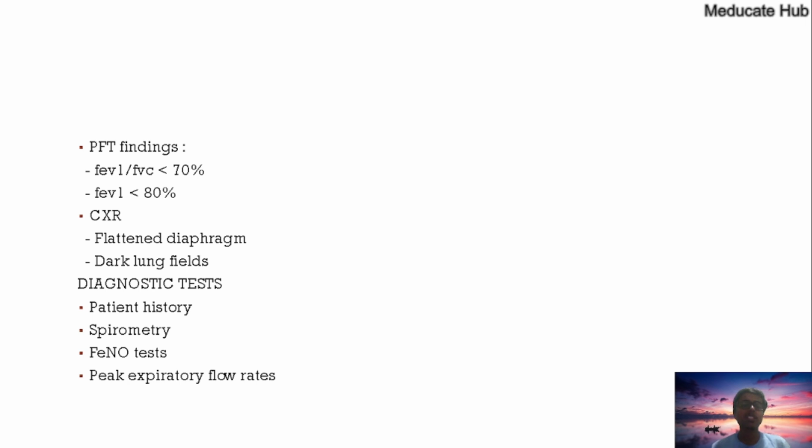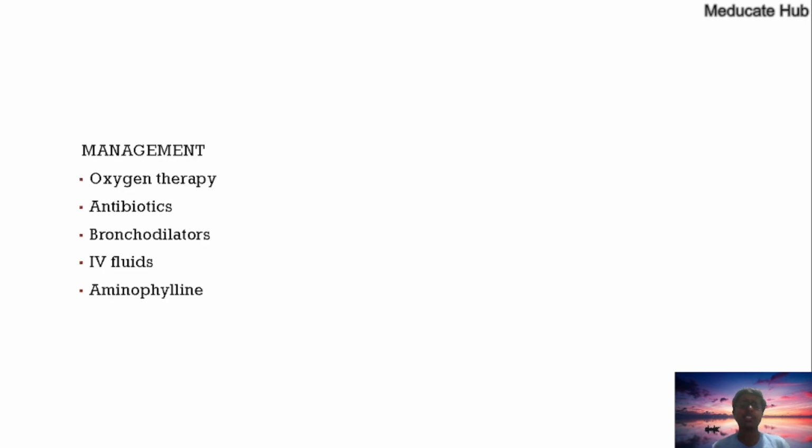In chest X-ray we can see a flattened diaphragm and dark lung fields. For the diagnosis of an asthma patient, we first take the patient history, next spirometry, and peak expiratory flow rates. This is the diagnosis of asthma patients. The management includes oxygen therapy, antibiotics, bronchodilators, IV fluids, and immunotherapy. So this is the management of asthma.